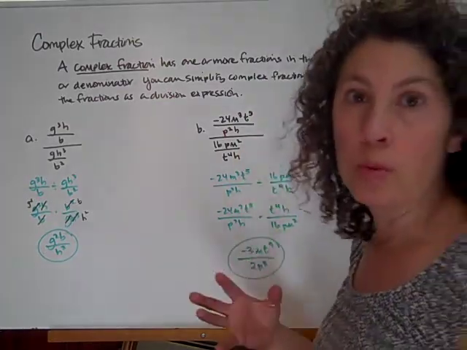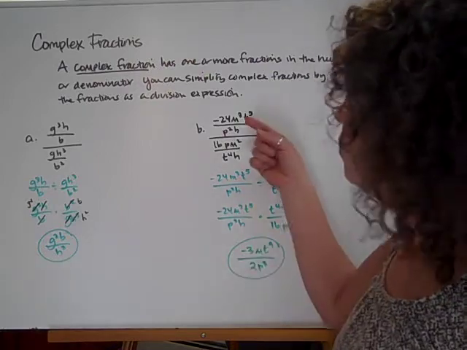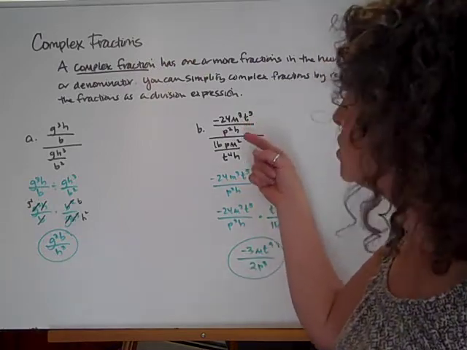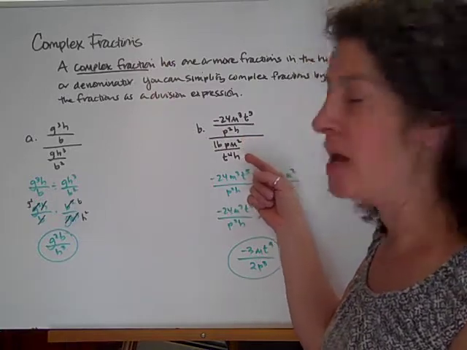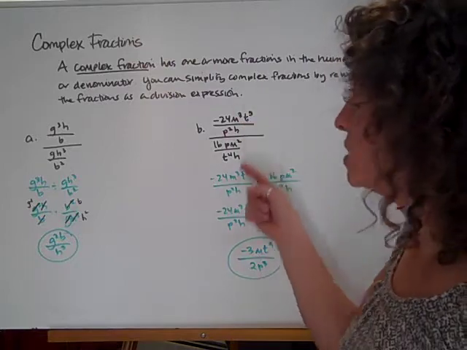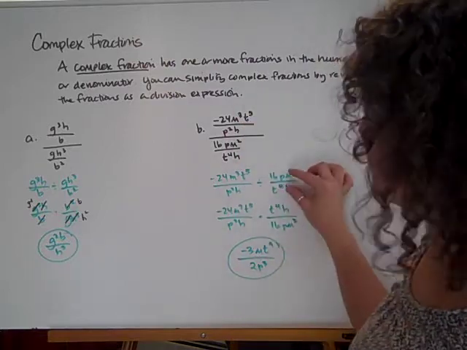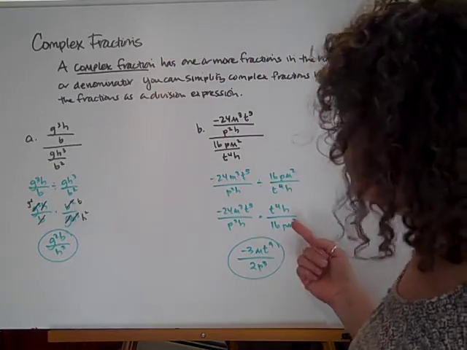Again, we're working with monomials at this point. So I have my negative 24m cubed t to the fifth over p squared h, which is over 16pm squared over 2 to the fourth h. So I'm going to split that up again into a division problem here. So I'm going to put my numerator divided by my denominator. Then I'm going to change this to multiplication by multiplying by the reciprocal. So I'm going to flip this over.